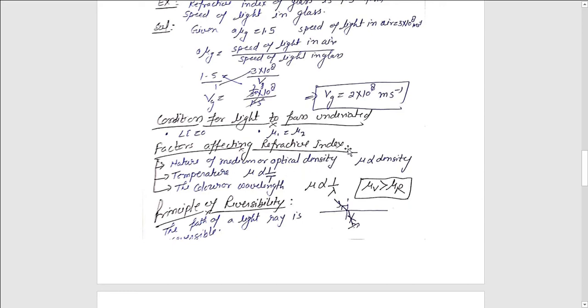Factors affecting the refractive index. It means, what are the factors on which refractive index depends? Nature of the medium, optical density. Refractive index is more if the density is more, if the medium is more dense. Temperature: refractive index is inversely proportional to the temperature. The color or wavelength: refractive index is inversely proportional to wavelength.